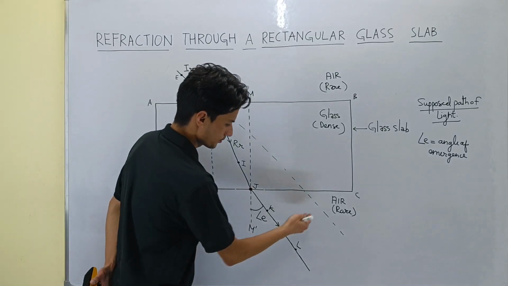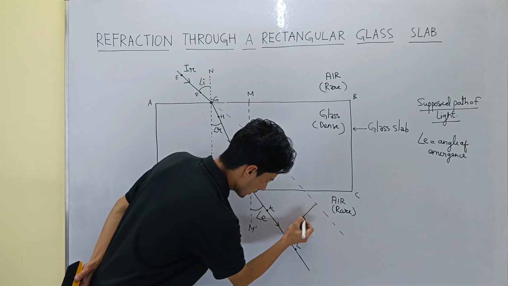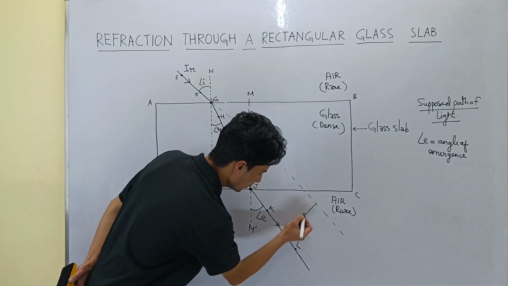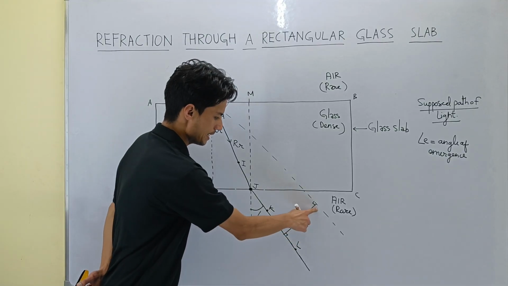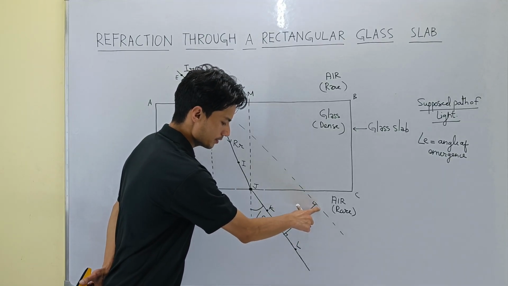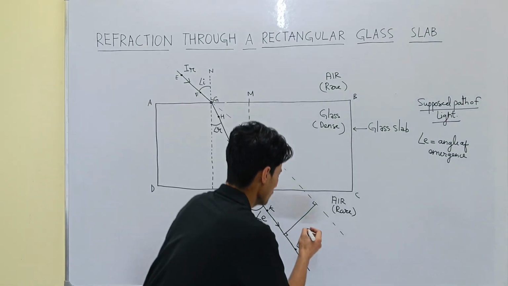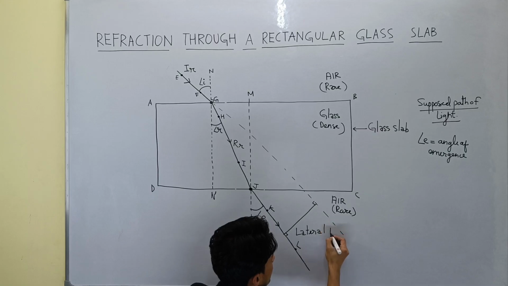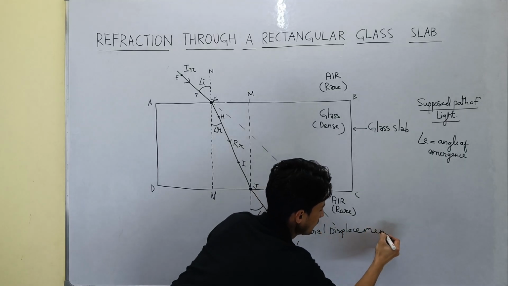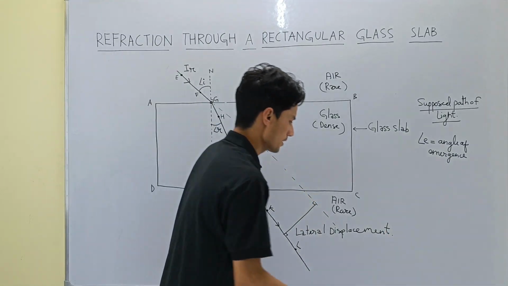So now what will happen? We'll draw a perpendicular between this line and this one, between the supposed path and the actual emergent ray. A perpendicular is drawn, and this gap between the supposed path of light and the actual emergent ray is called lateral displacement. It is represented by small letter d.